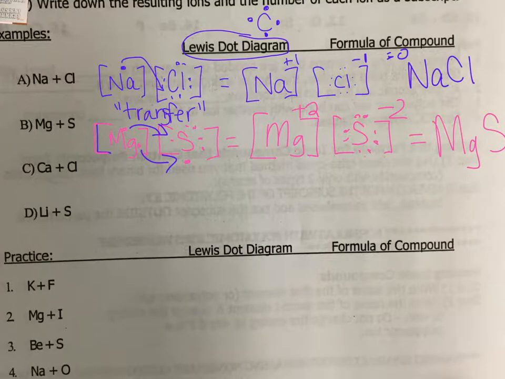So the next one, calcium and chlorine. Okay? So calcium. Hold on, let me get a different color. There we go. All right, so calcium has how many? He's in group 2. 2. So we're going to draw 2. Put him in his brackets. All right. Chlorine. Chlorine has 7. There you go. Okay, cool.